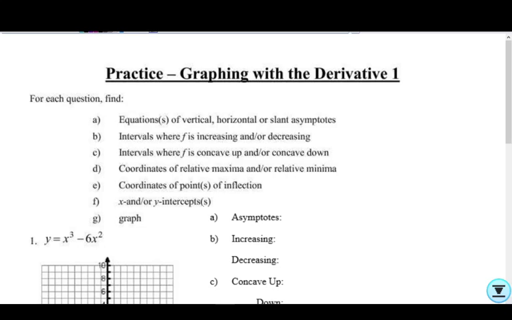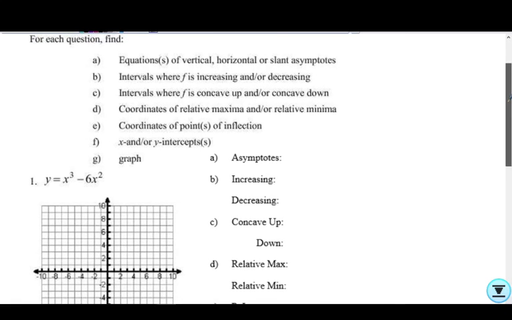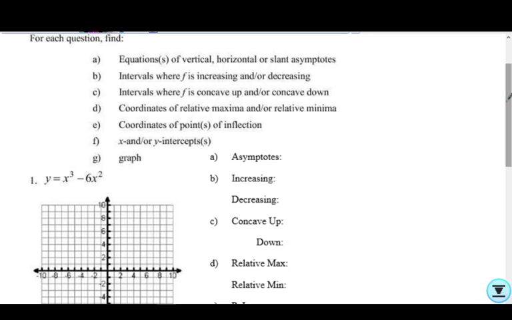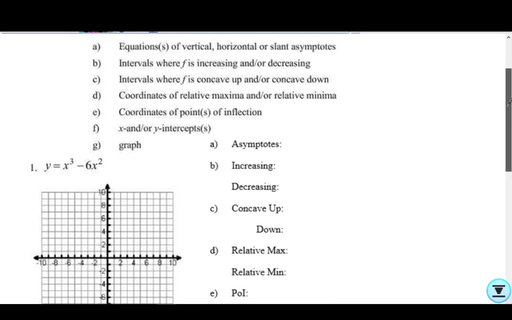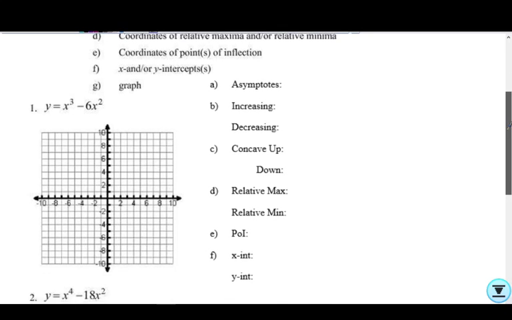Okay, so we're going to practice graphing with the derivative. This is the first day we're going to do this. For each function, we're going to find equations of vertical, horizontal, or slant asymptotes, intervals where the function is increasing or decreasing, intervals where the function is concave up or concave down, coordinates of the relative maximums or relative minimums if they have them, coordinates of the points of inflection, x and y intercepts, and then we're going to graph it. Okay, so here we go.